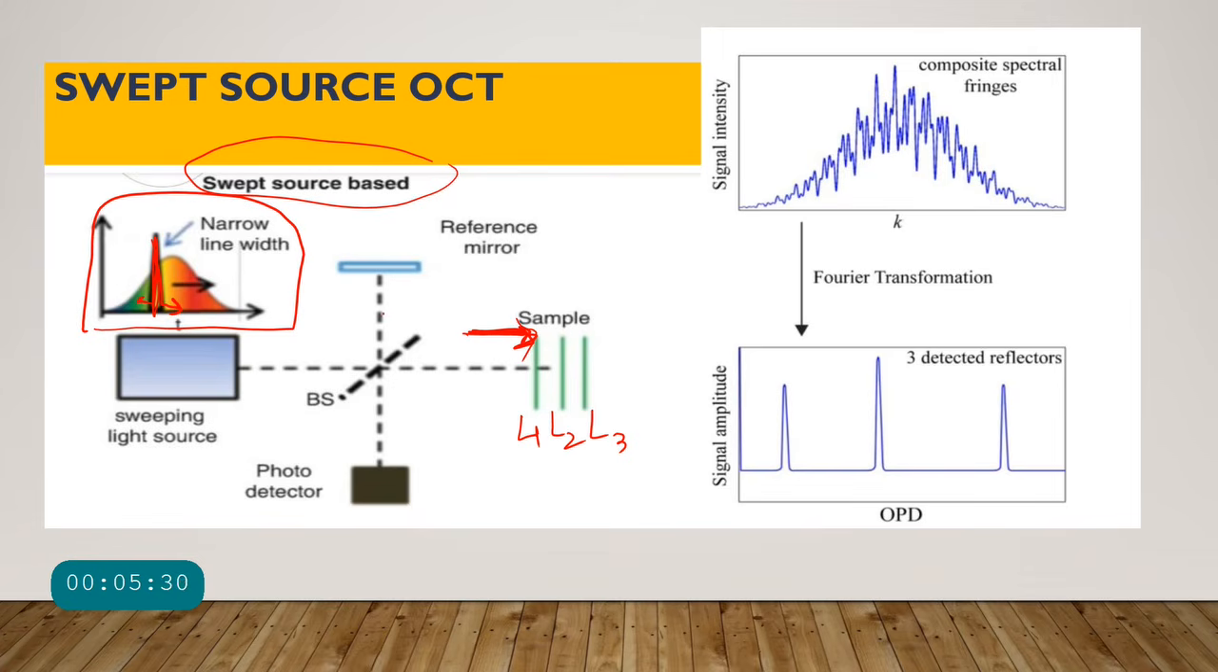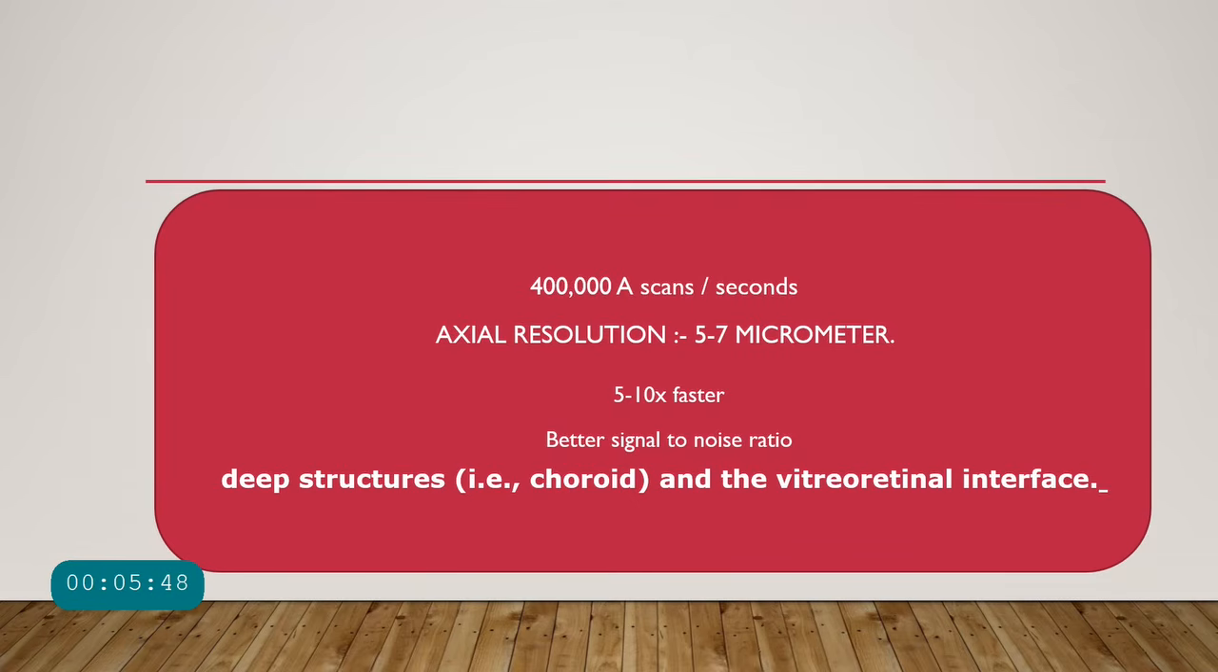And then of course we have a reference mirror from which you get one signal, and from the sample you get another signal. Both these two are going to get interfered at a photodetector, and then you get an interference signal like this that is going to undergo Fourier transformation, breaking it into the individual frequencies, and finally you will have your OCT. Obviously this is laser, so this is way too fast, so you are getting A scans in lakhs, 100,000s. This is about 4 lakh A scans per second, and the resolution is 5 to 7 micrometer. This is about 5 to 10 times faster, and the signal is also excellent.